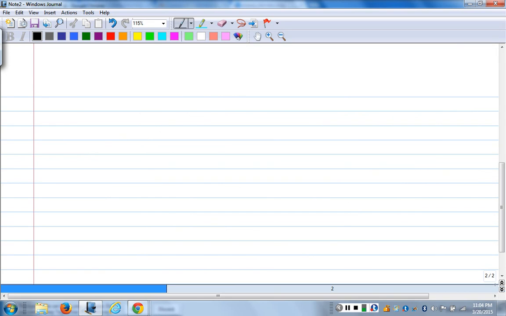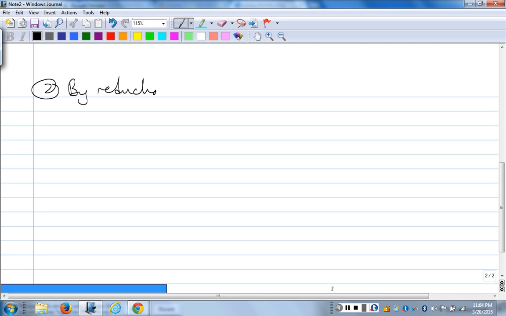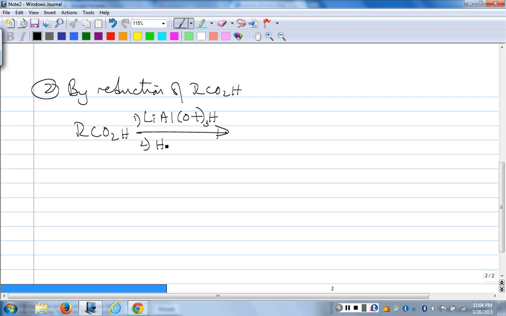I can also prepare aldehydes and ketones, this will be two, by reduction of carboxylic acids. Although this is specific for aldehydes. So if I take a carboxylic acid and I treat it with lithium aluminum tris-t-butoxyhydride, followed by water, I will generate the corresponding aldehyde.